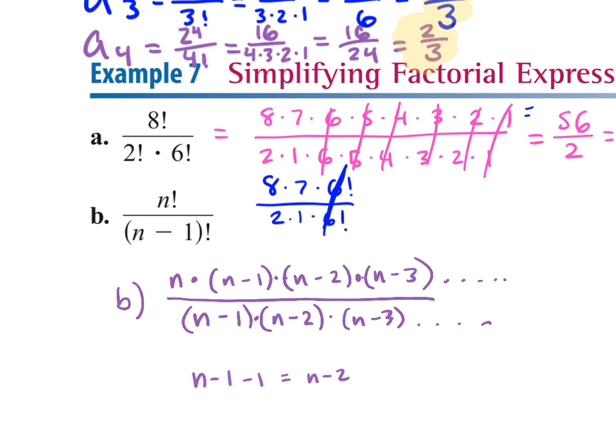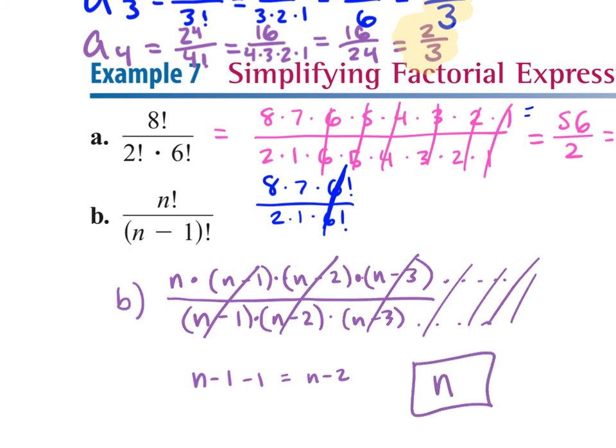What cancels out? Everything except n. So n minus 1's cancel, n minus 2, n minus 3. Everything after that's going to cancel. So we are just left with n on the top. So n would be our answer.